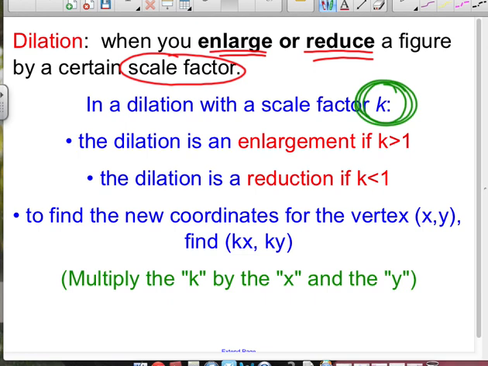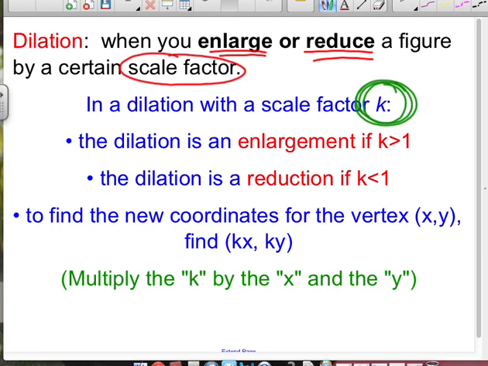And then you're going to use that value of K, whatever it is, to adjust all of your ordered pairs, either larger or smaller, and that'll give you your primes, right, your new ordered pairs, and then you'll plot those points, and those will then become the vertices of your new image. It sounds really confusing, but I promise it isn't.